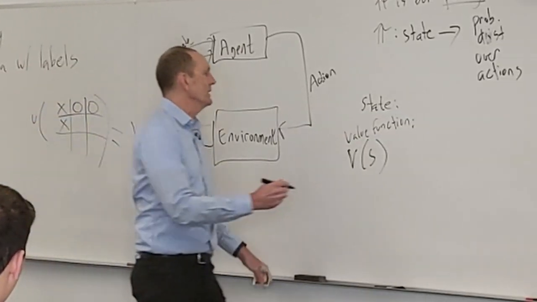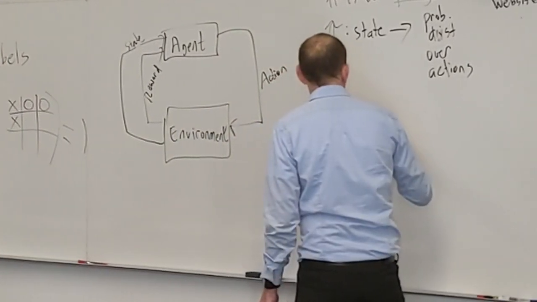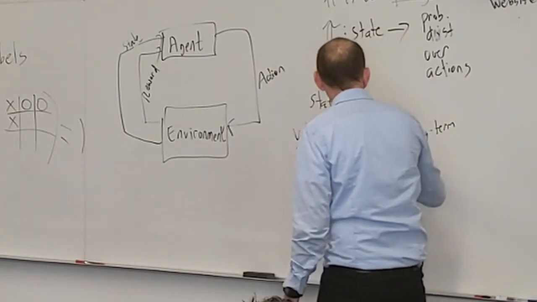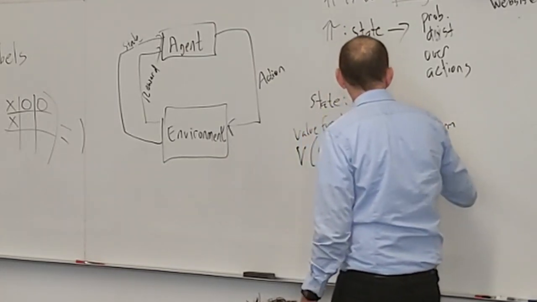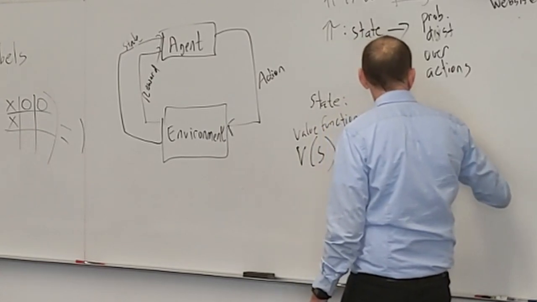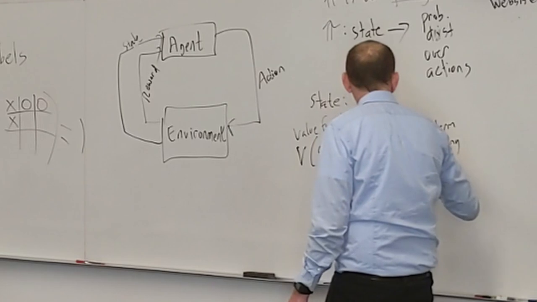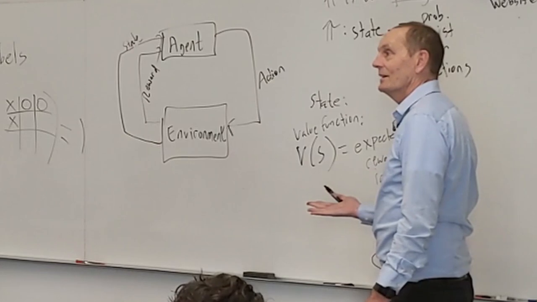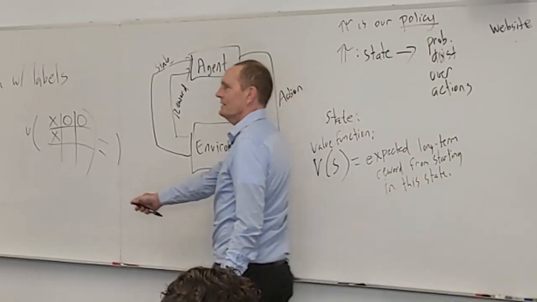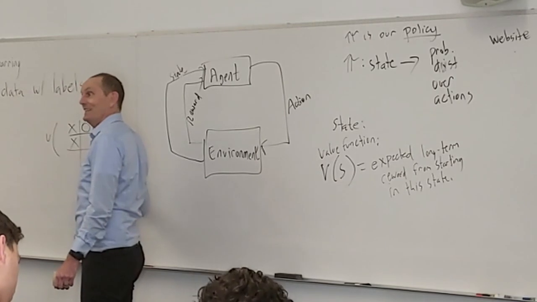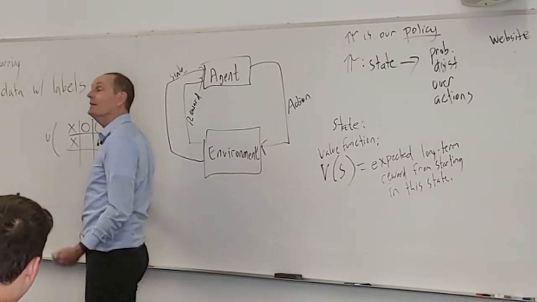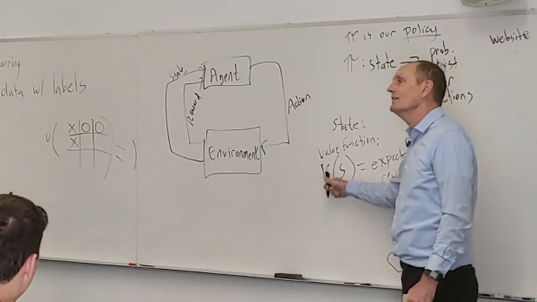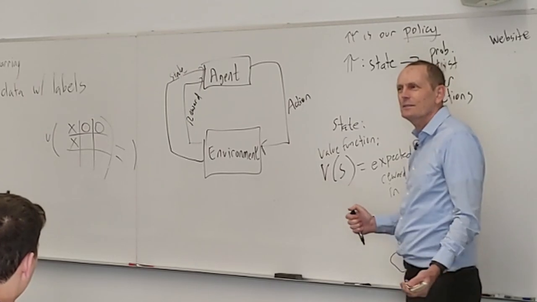Now, this value function is the expected long-term reward from starting in a state. And really, it's dependent on a policy, right? If your policy here is not to put an X here, then you can't really expect that you're going to win. So if you have a policy, we can say, what's the value of the state for that policy? Does the concept make sense?